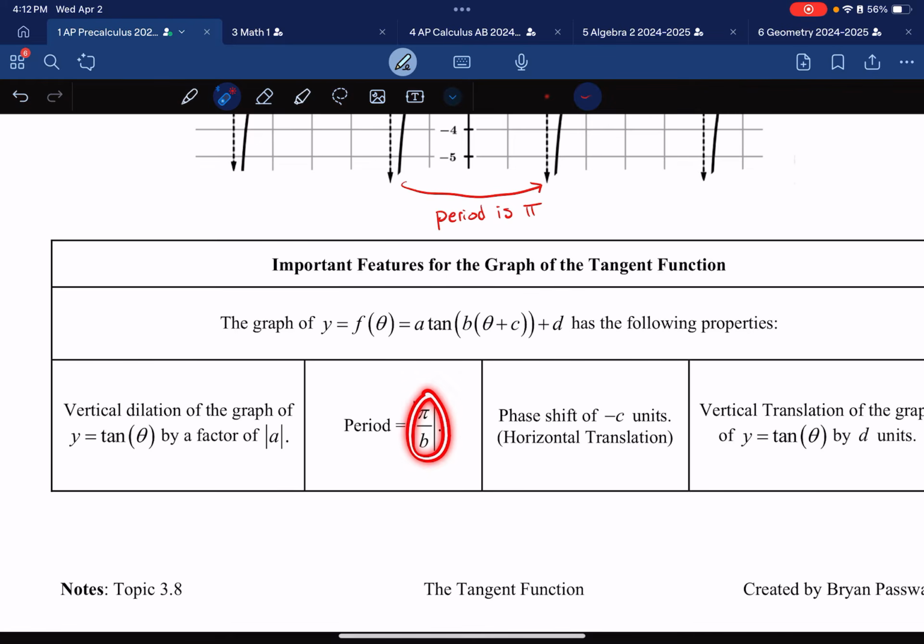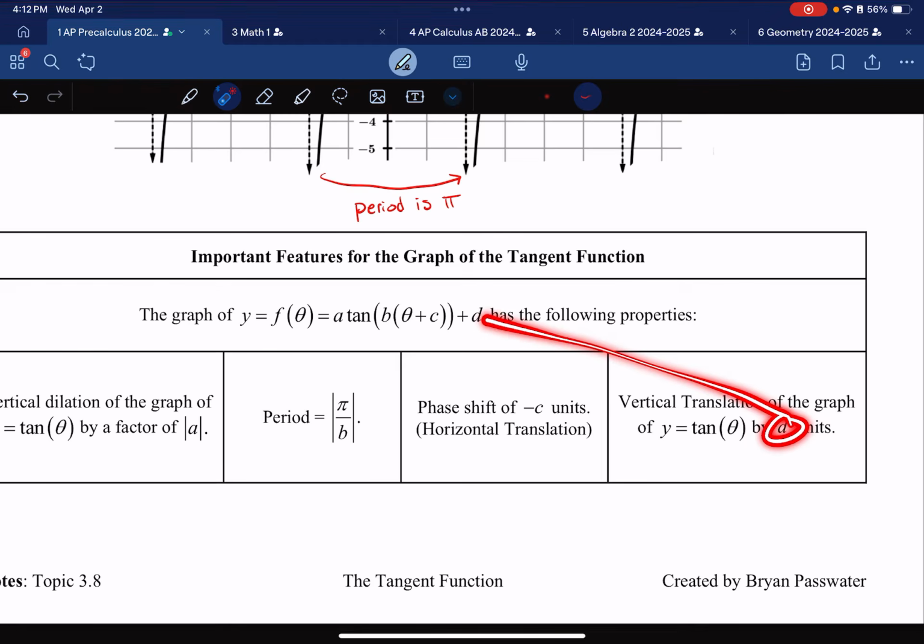The period now is interesting. Remember that when we had cosine and sine, our period used to be 2 pi over b because the period of sine and cosine was 2 pi. Now that the period is pi for tangent, our period is pi over b. And again, the period is always going to be the absolute value. It's always going to be a positive number on the inside here. Phase shift is always the opposite. It's a plus c, but now it's a negative c units. And vertical translation, again, by d, there's no opposites there.